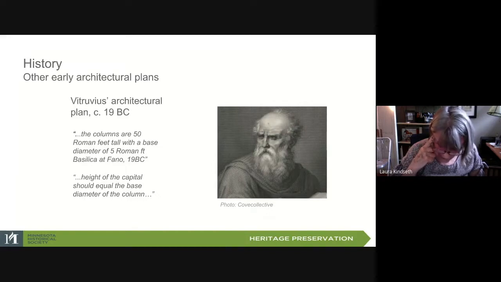And oddly, this noted architect, engineer, and scholar designed only one building during his lifetime, the Basilica of Fano in Italy, that was built only according to his writings, and I guess we can call this his original plans that say the columns are 50 Roman feet tall with a base diameter of 5 Roman feet. So I guess the remainder of the design is left to the builder's imagination.